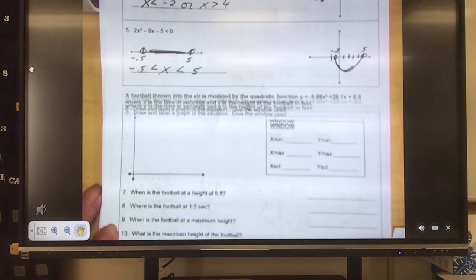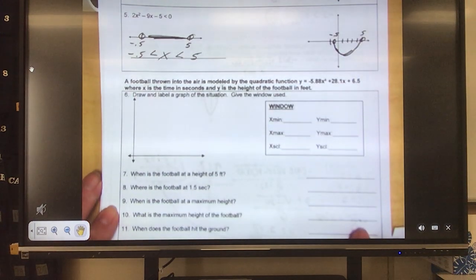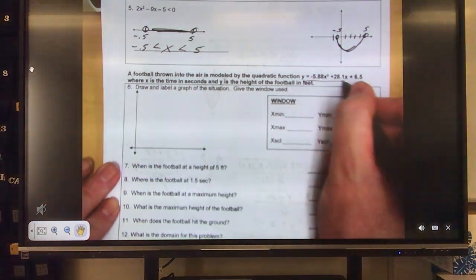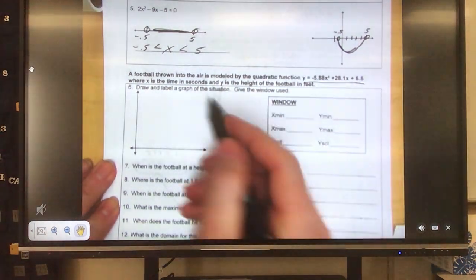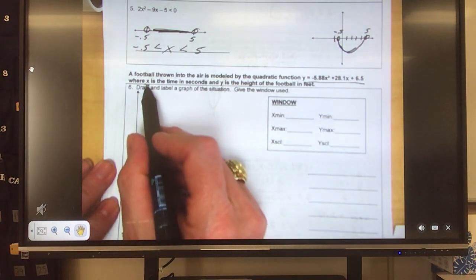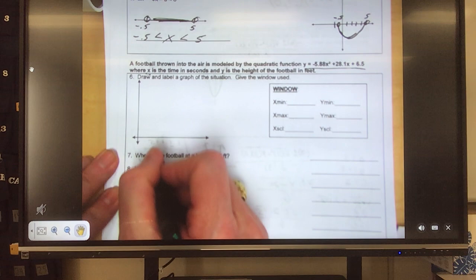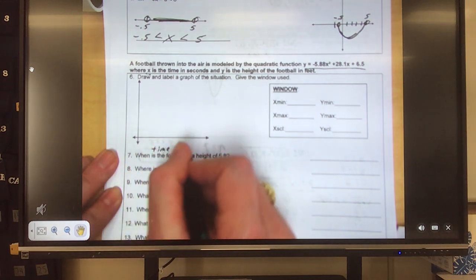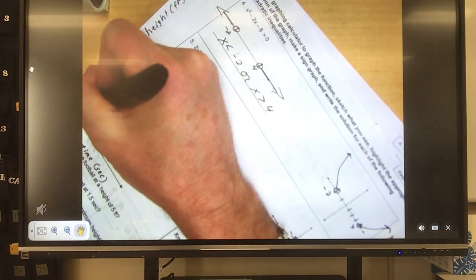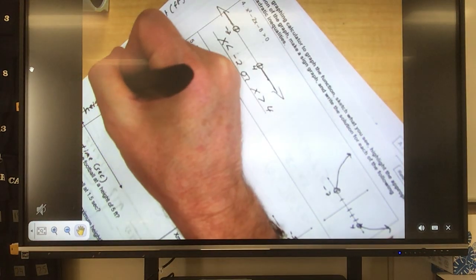And then our last one is what we've been doing the last couple of days, which is a word problem. And this one is another one where a football is being thrown. And it gives us the equation. Okay, but first thing I want to do is label my axes. My x-axis says x is the time in seconds, so I put time in seconds. And my y is my height in feet, so height in feet.